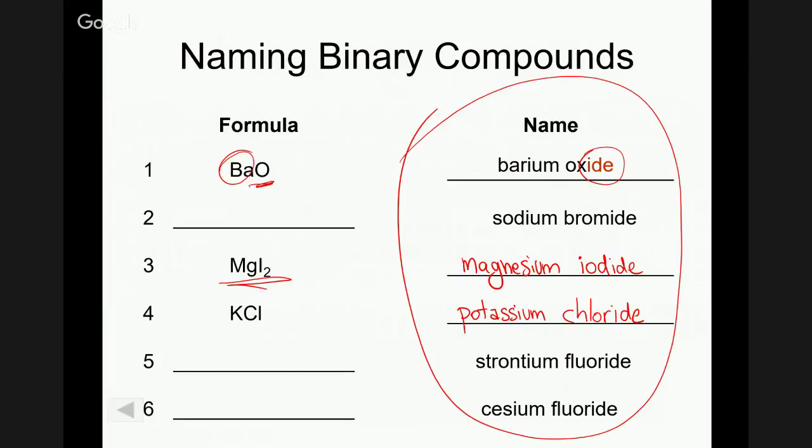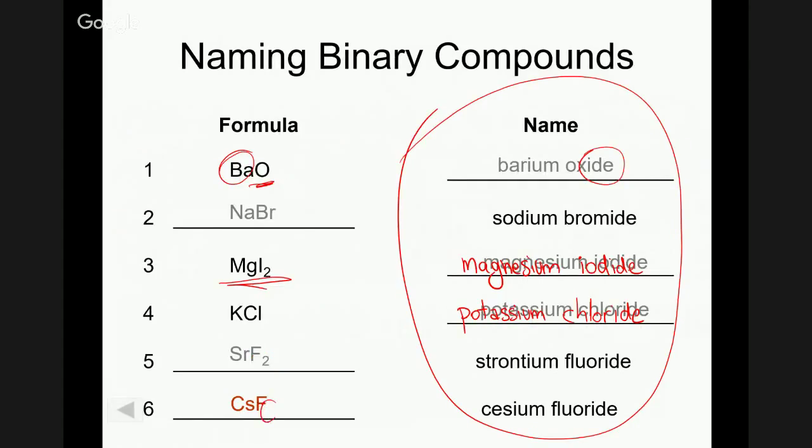All right, I'm going to quickly skip by the left side, because I want to show you that going the other way can be a bit challenging. Sodium bromide is NaBr. That's pretty straightforward. Strontium fluoride is SrF2. You get two fluorines there. And cesium fluoride is just CsF.